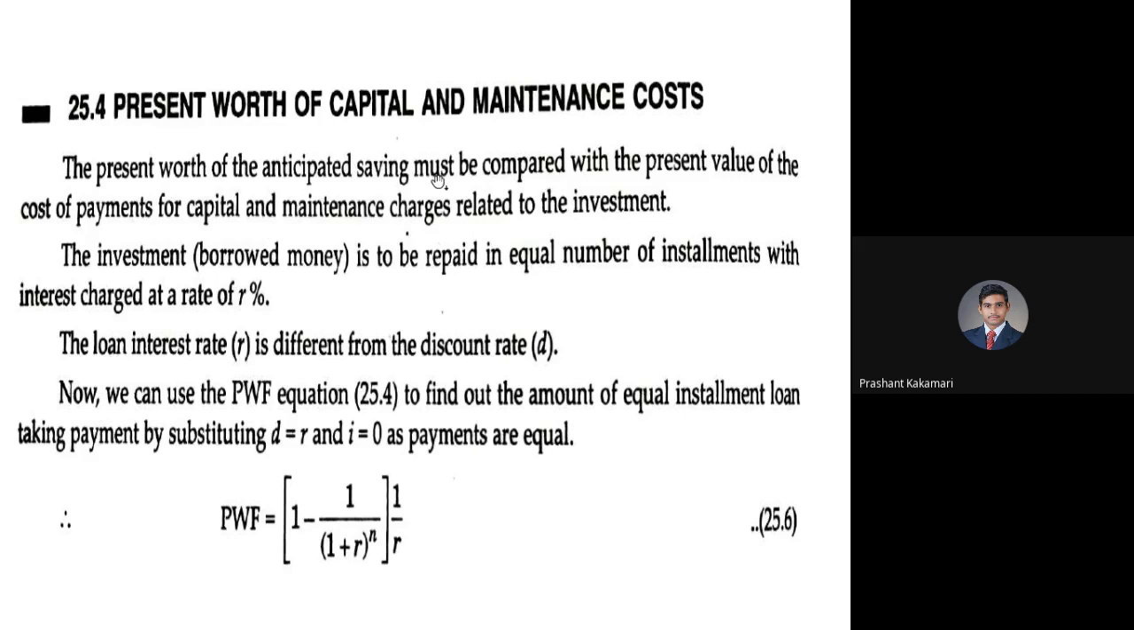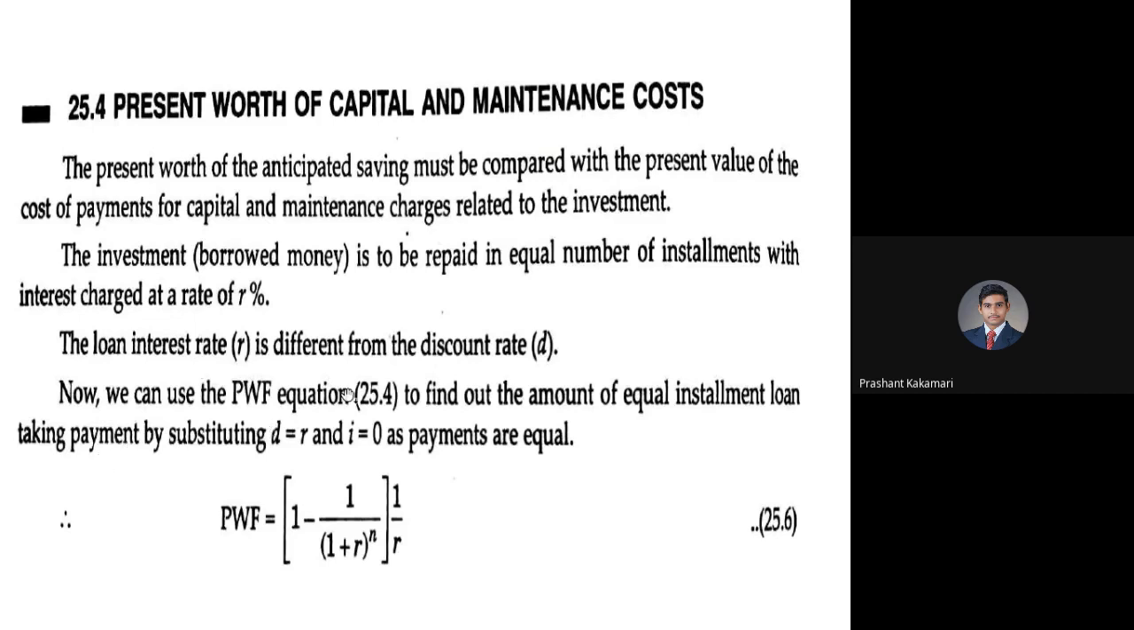The present value of anticipated savings must be compared with the present value of the cost of payments for capital and maintenance charges related to the investment. For this, they are taking one ratio of the rate, so that the investment or borrowed money, or the loan money, whatever is taken, is to be repaid in equal installments with interest charged at a rate of R%. So this R% is considered to pay the money. The loan interest rate R is different from the discount rate, because the discount rate is given one time, not continuously. But the interest rate is continuous. Every year this interest rate should be counted, and you have to pay the interest.